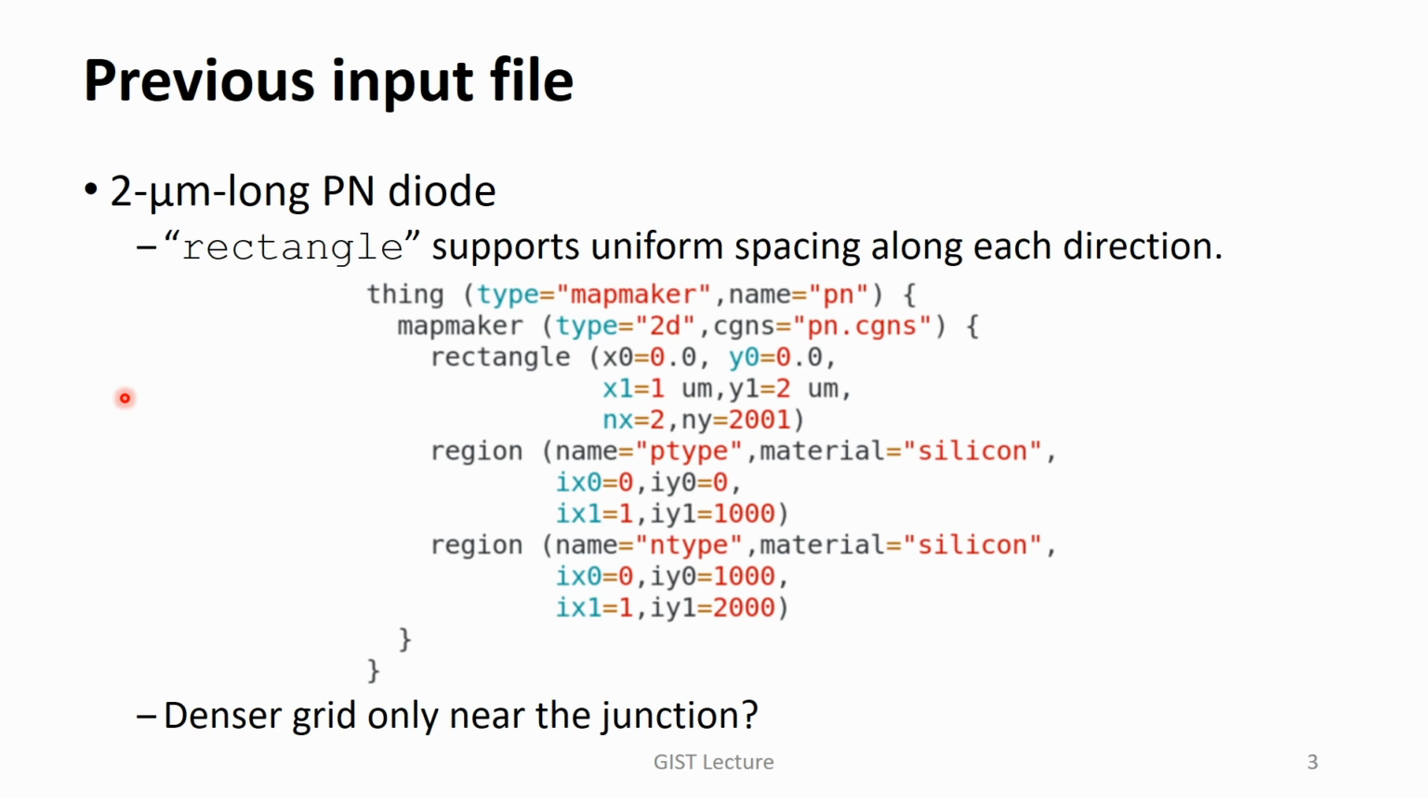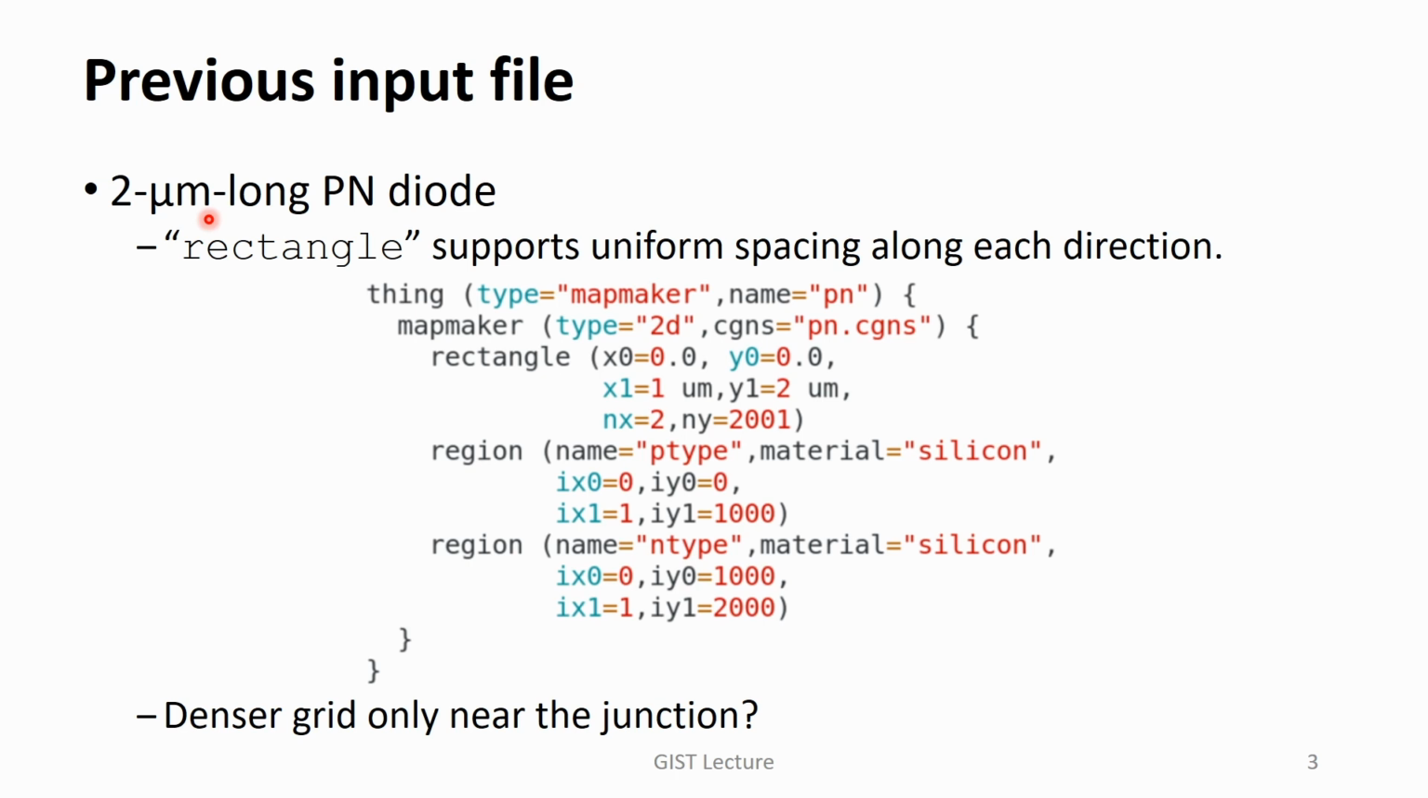This input file shows a two-dimensional PN diode. Its length is 2 micrometer. Here, rectangle supports uniform spacing along each direction. Since ny is 2001, the y-directional length 2 micrometer is divided into 2000 intervals. So the uniform spacing along the y-axis is 1 nanometer.